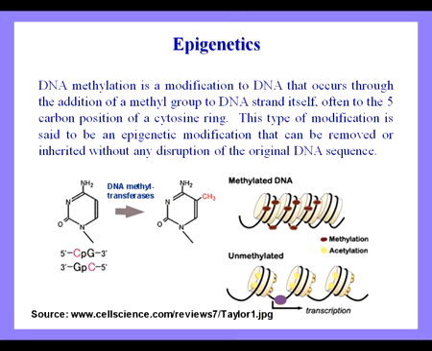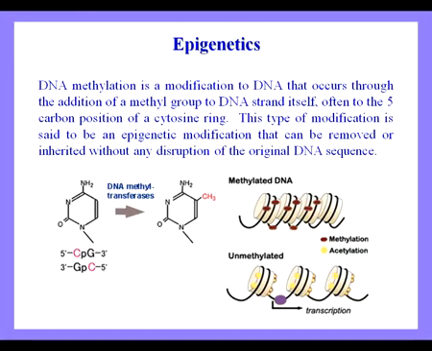So, DNA methylation is a modification to DNA that occurs through the addition of a methyl group to the DNA strand itself, often to the 5 carbon position of a cytosine ring. Since the methyl group is sitting on the DNA molecule, it is called an epigenetic modification, and it can be removed through demethylation, without any disruption to the original DNA sequence.